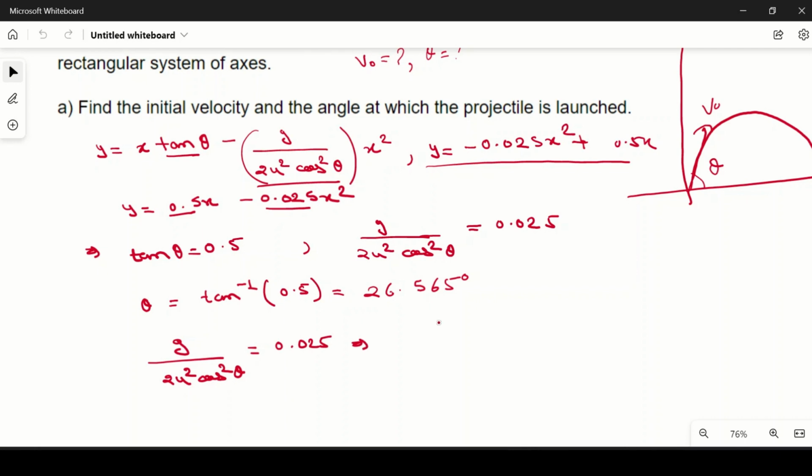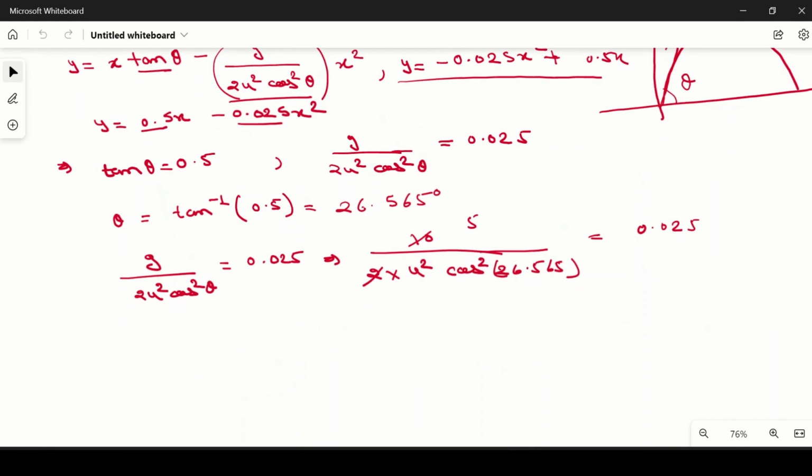Now we have g divided by 2u square cos square theta is equal to 0.025. You can put the values. G is 10 meter per second square, 2 into u square, or we can also write v naught. We have written here v naught, so you can also write v naught. 2u square cos square 26.565 is equal to 0.025. So this 10 will be divided by 2, we will get 5. So we will have 5 divided by u square into cos square 26.565.